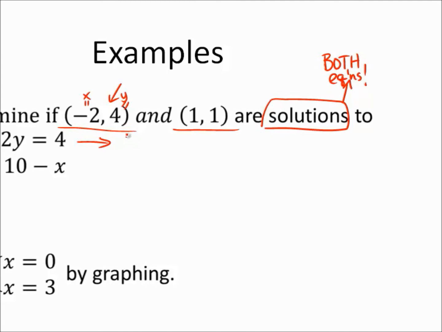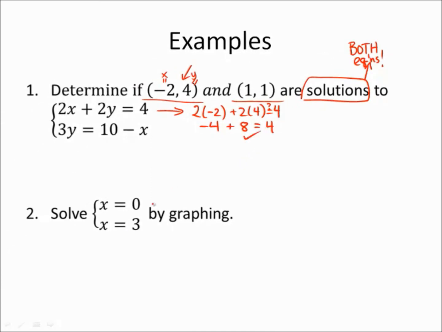So let's check it out. 2 times -2 plus 2 times 4. Does this give us 4? -4 plus 8 equals 4. Correct. Since it works for the first one, you have to keep going because you need to check if it works for both. 3 times 4, does that equal 10 minus -2? Well, 12 equals 10 plus 2, 12. Yes, it does. So the first example is a solution.